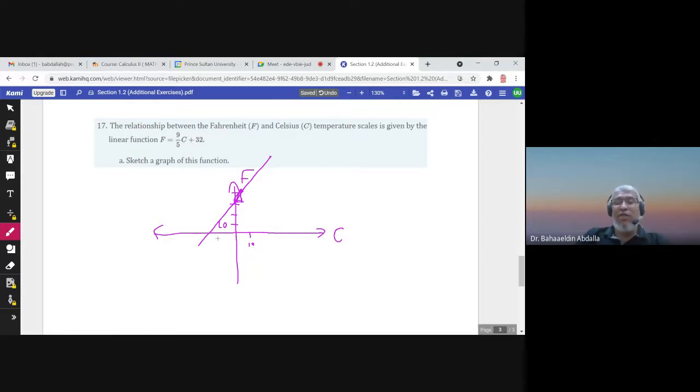Okay, you can find, if you like, the x-intercept. You can check out what the x-intercept is. Here it is the C-intercept. You put F 0. So 9 over 5C will equal to negative 32, and then C will equal to negative 32 times 5 over 9. If you use the calculator to approximate this number, it is approximately negative 17.8. So see, this is 10, this would be 10, and this is the other 10, and you can say that the x-intercept now is here. It is approximately negative 17.8. So this is the graph of this function.